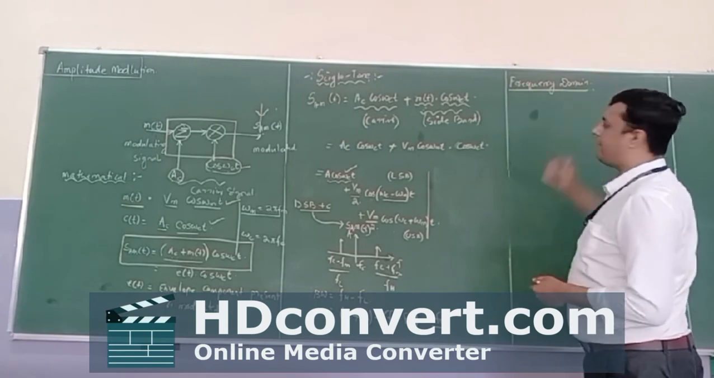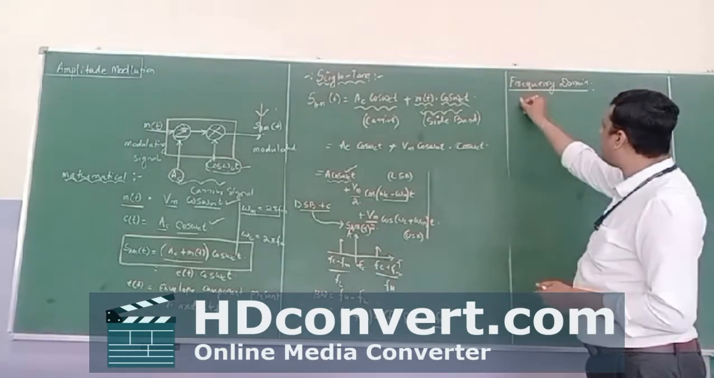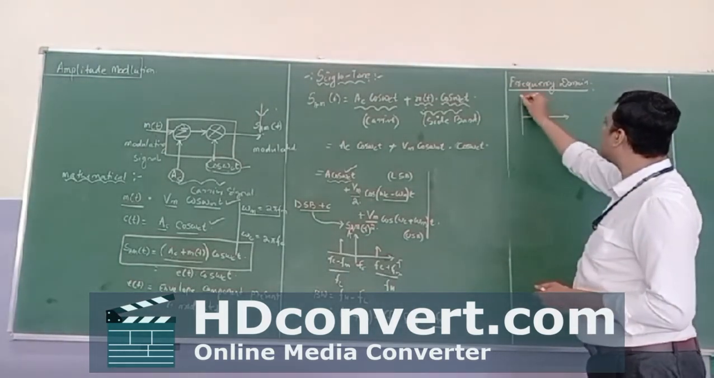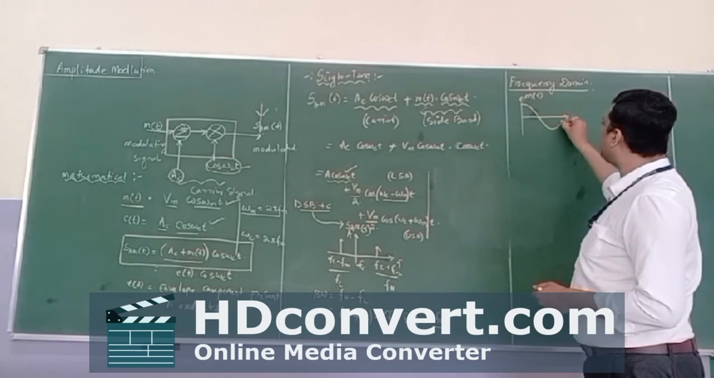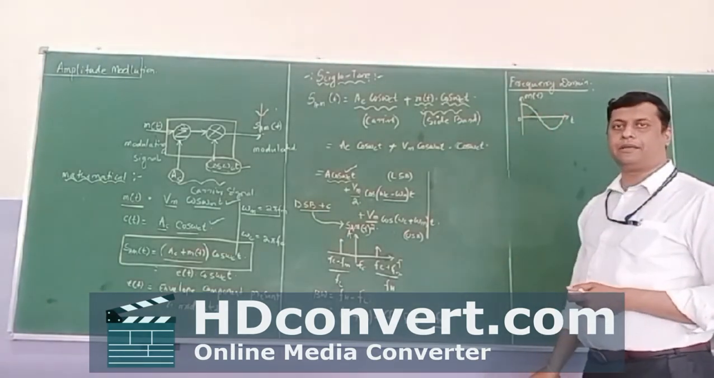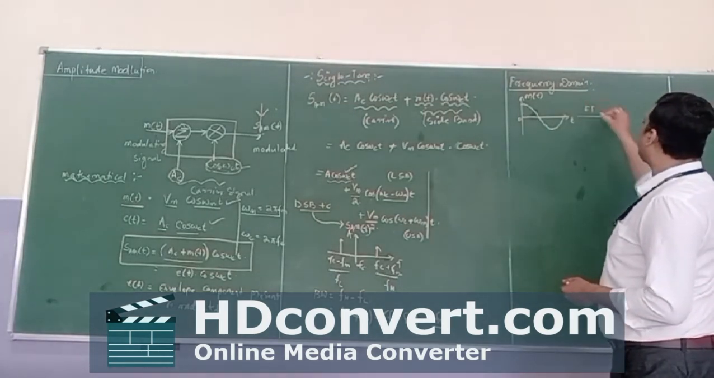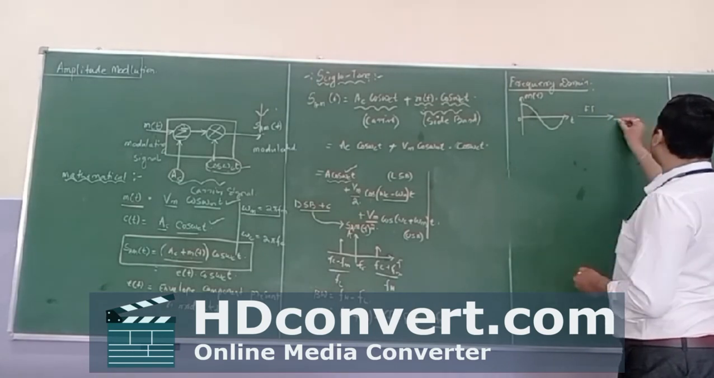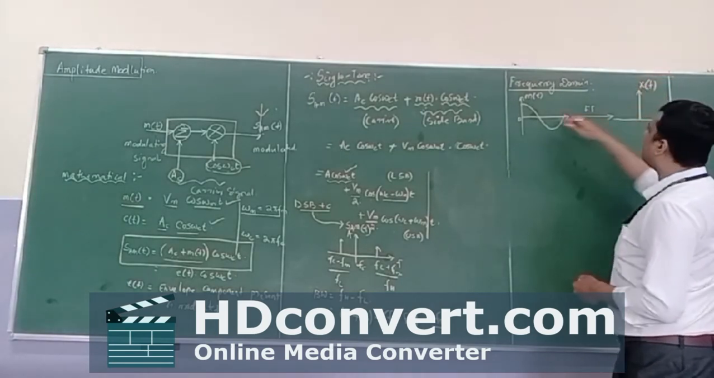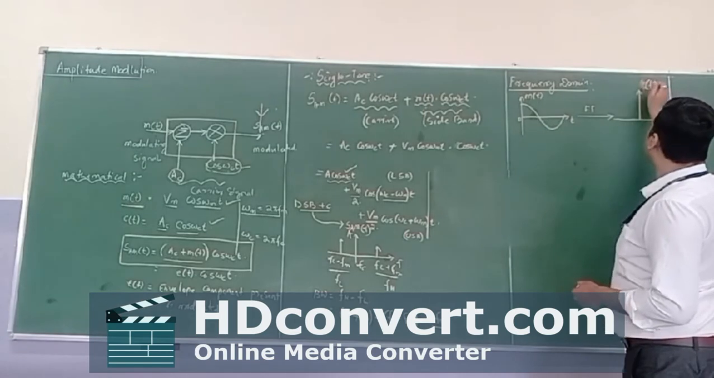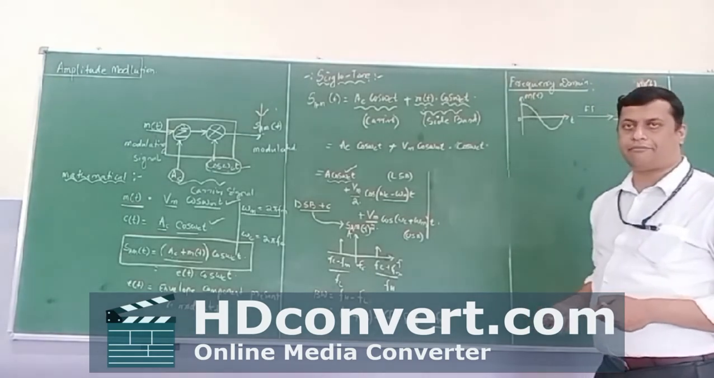Now first we need to represent the modulating signal. For that I am drawing the modulating signal first. So this is my m of t against time, the modulating signal we considered in the previous class. If I take the Fourier transform of this modulating signal, m of t will become M of f.